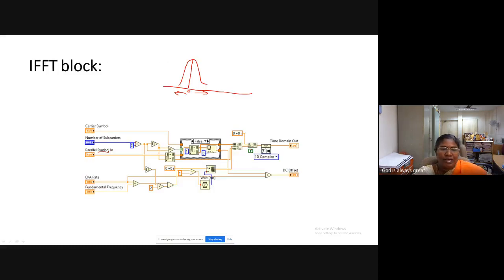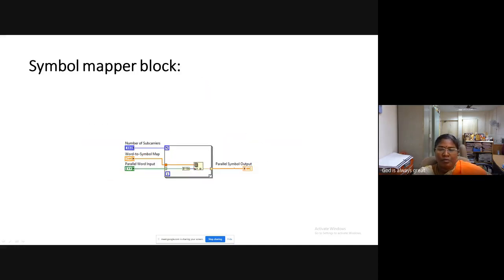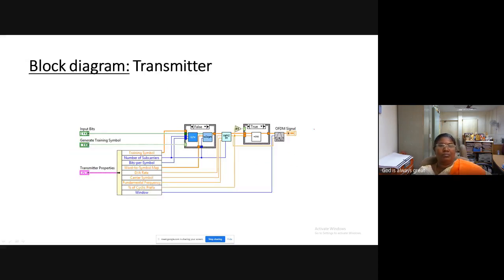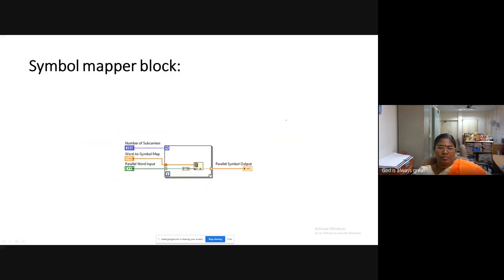The next sub VI is about getting your parallel symbol output. That is this part. How do you get your parallel symbol in here? This part is nothing but the output of this VI. The output of this VI, you can see here, this is a parallel symbol out.